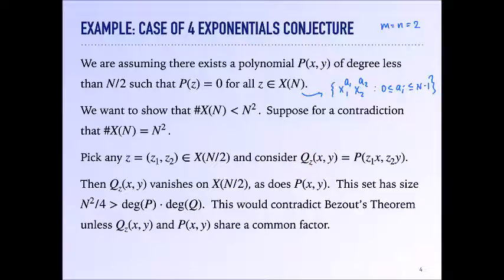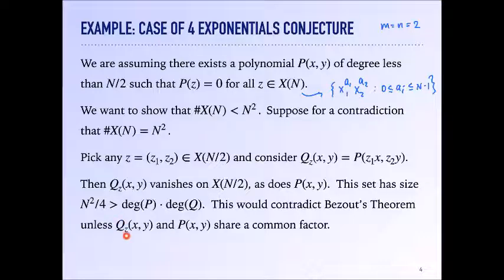Just look how it's defined. It's just a multiplicative change of variables on the variables. So it has the same degree, or at least the degree doesn't go up. Okay, and so that implies that degree of p times degree of q is less than n squared over 4, because they each have degree less than n over 2. Now, this would contradict Bézout's theorem unless they share a common factor.